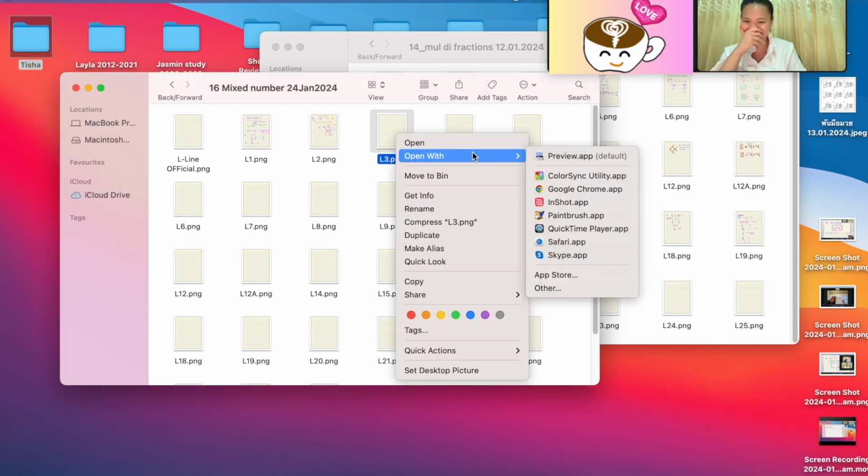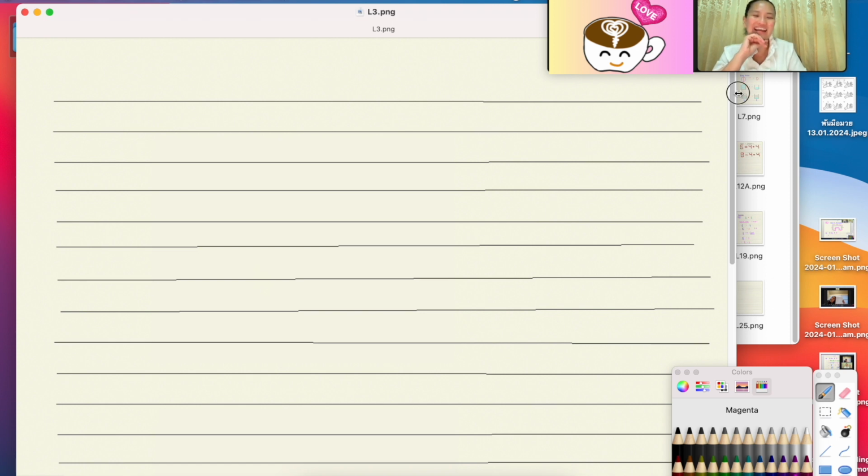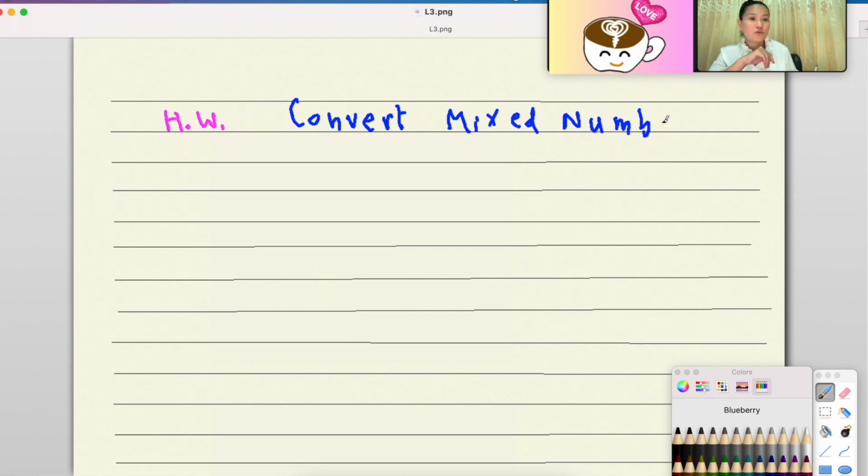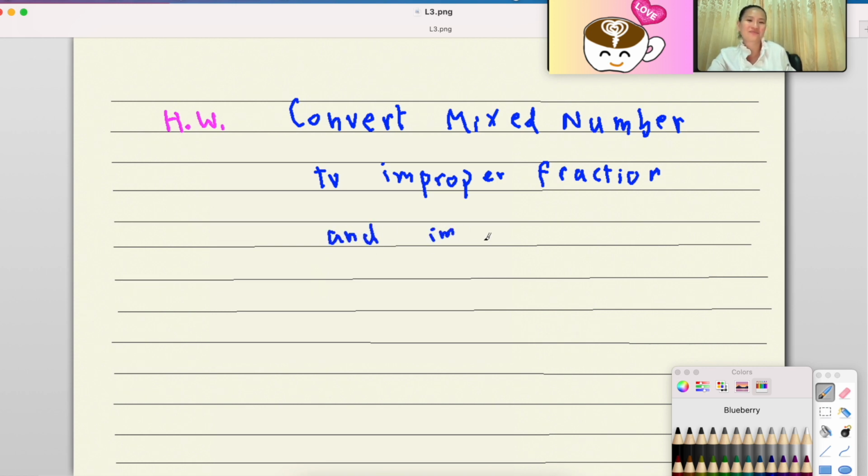Okay, this one is your homework. Homework, Grace, write down right now. You're going to convert mixed number to improper fraction, and you want to convert them back as well, improper fraction to mixed number. How many questions do you want?